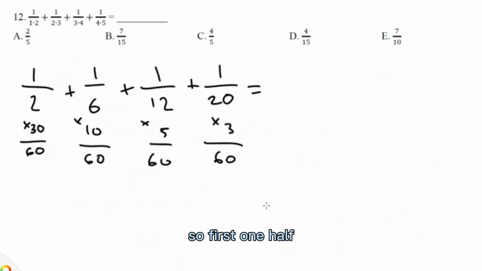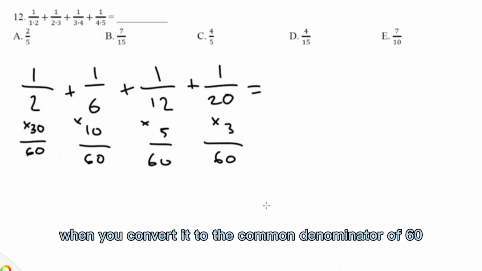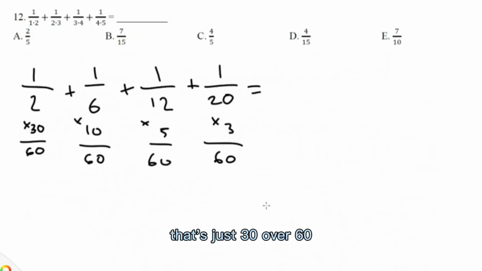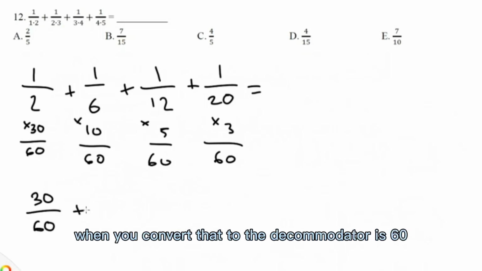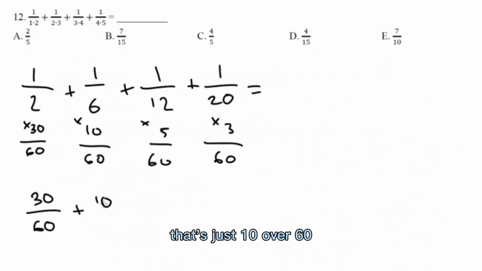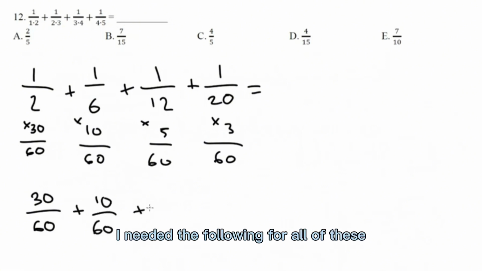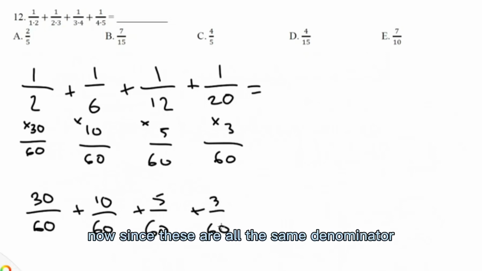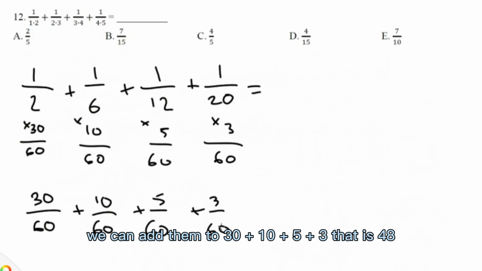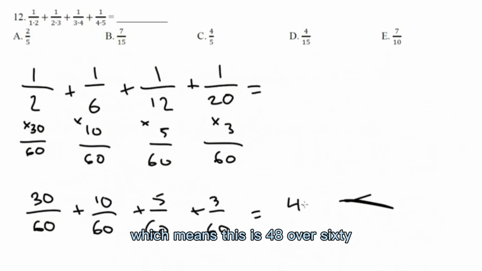So let's do this. So first, 1/2, when you convert it to the common denominator of 60, that's just 30 over 60. Then 1/6, when you convert that to the common denominator of 60, that's just 10 over 60. We need to do the same for all of these, and it's just 5 over 60 and 3 over 60. Alright, now since these are all the same denominator, we can add them. So 30 plus 10 plus 5 plus 3, that is 48, which means this is 48 over 60.